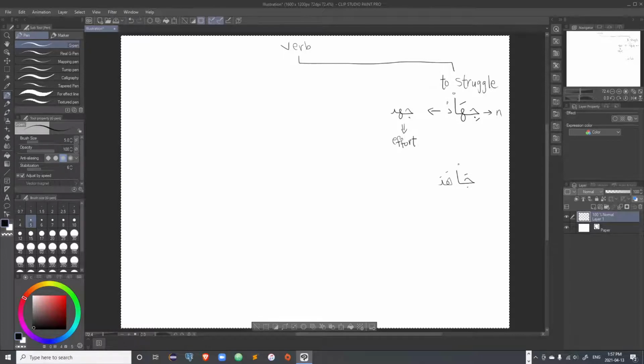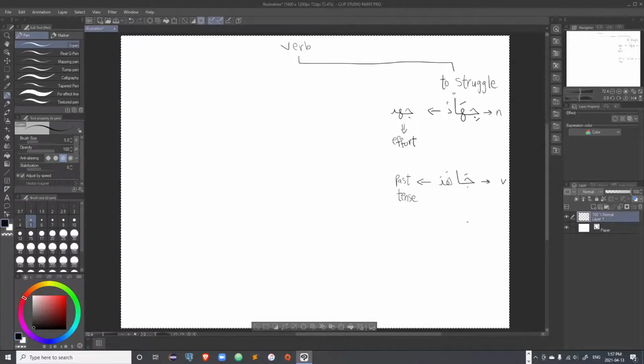جاهد. And as we said, if there is no diacritic atop a letter that is potentially a vowel, it is automatically a vowel. Or you can put a sukun, but most if not all authors leave the vowel as an empty letter without any diacritics. So this would be the past tense. And I will say verb.